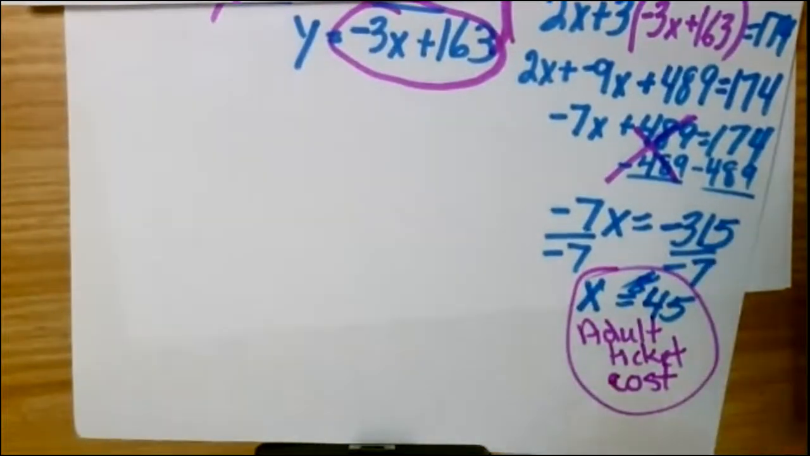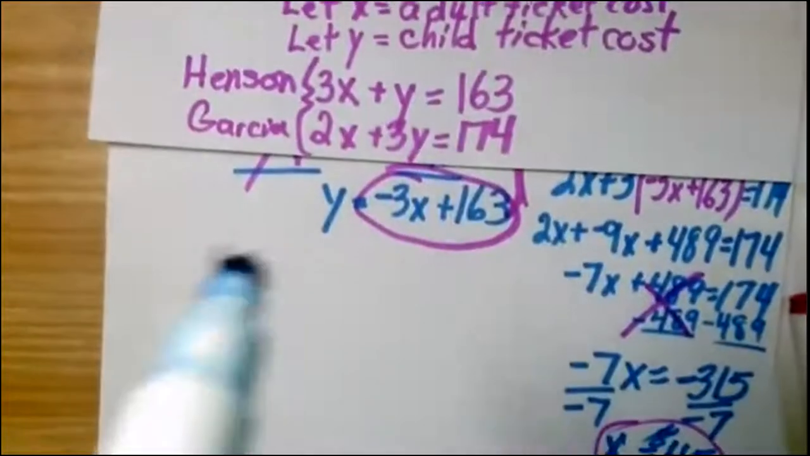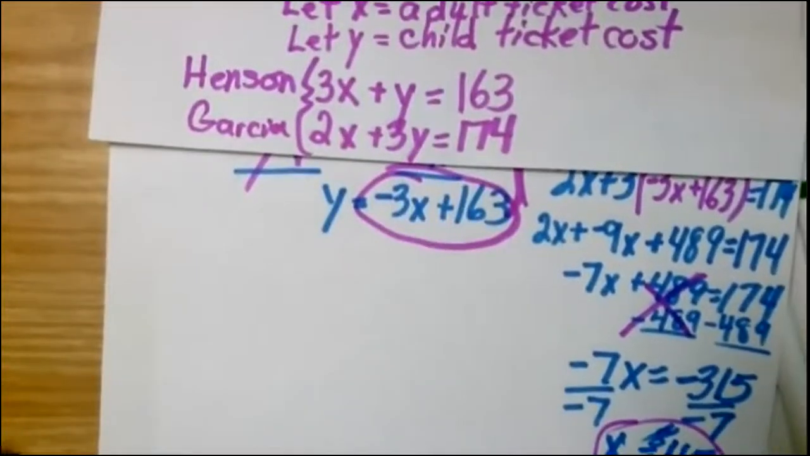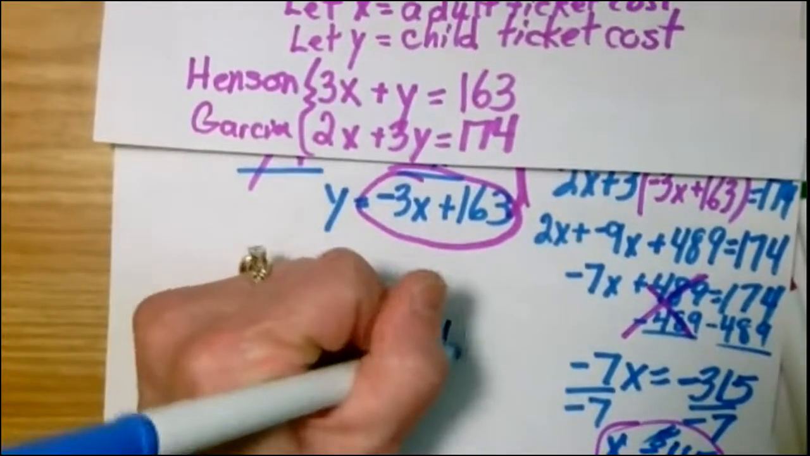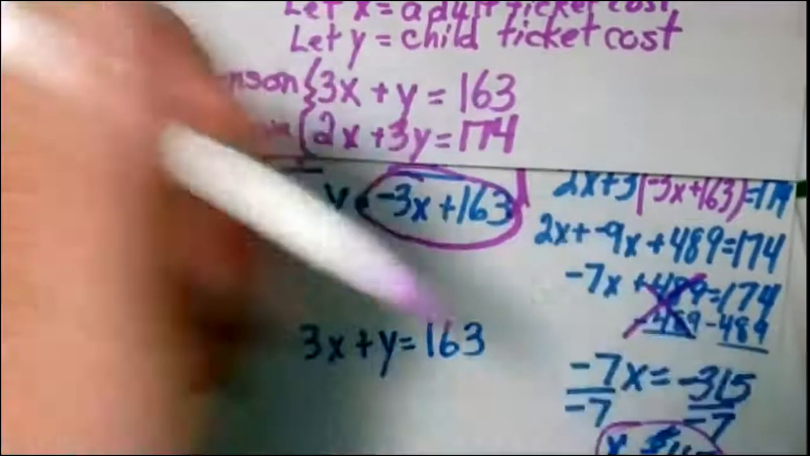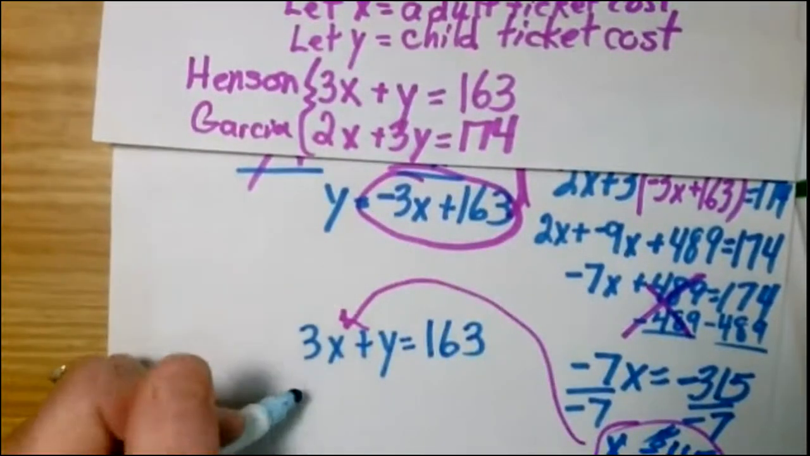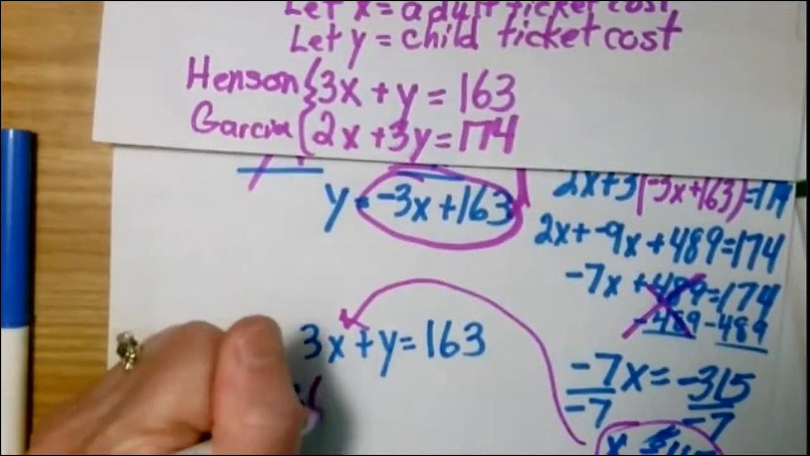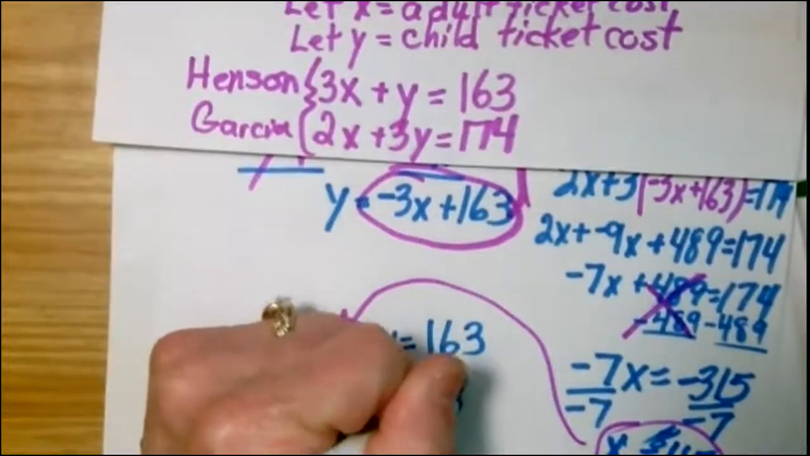Now we got to find the child ticket cost. Well, how do we do that? You plug back in the $45 for x into one of these equations. I'll plug it into the first equation. So 3x plus y equals 163. Doesn't matter which equation I choose. I'm going to plug $45 in for x. If I do that, I get 3 times 45 plus y equals 163.